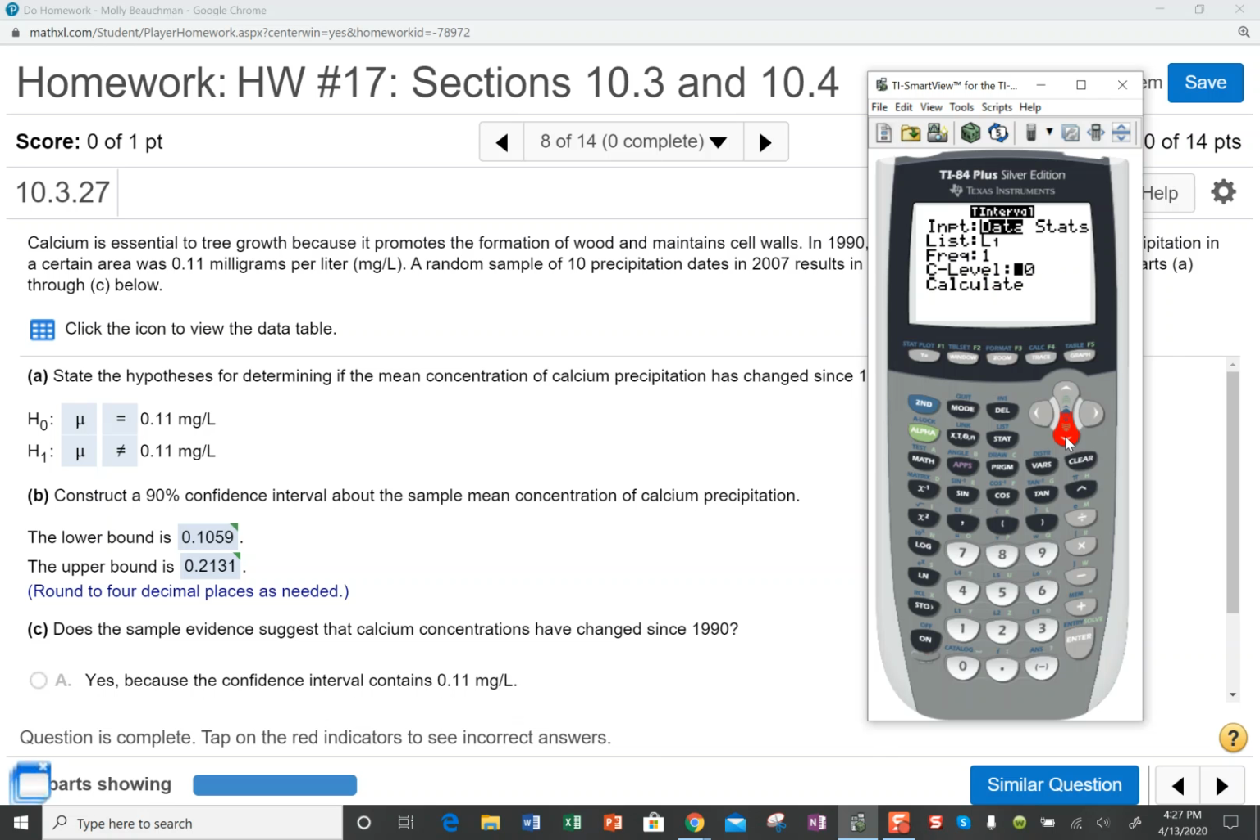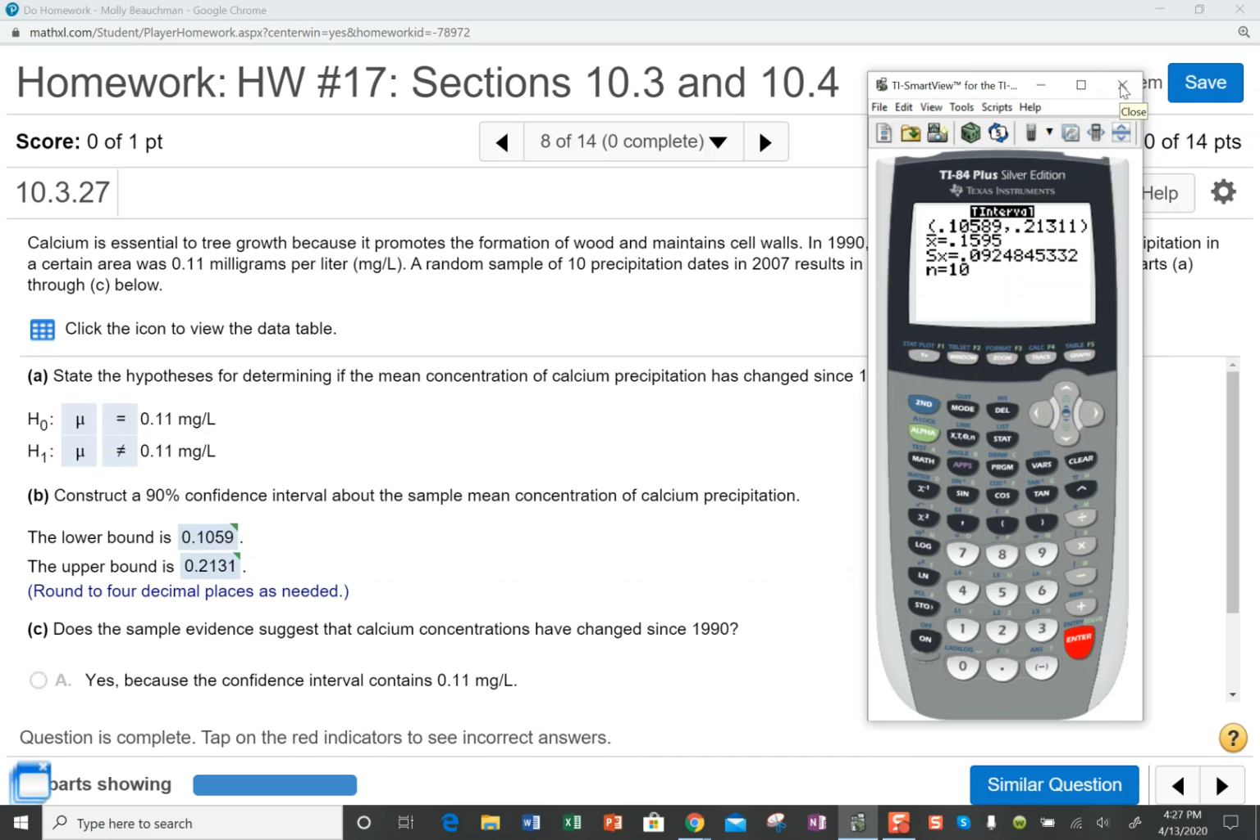Down to calculate. Then we get exactly the same answer. The lower bound is 0.1059. The upper bound is 0.2131. So that's how you calculate it.